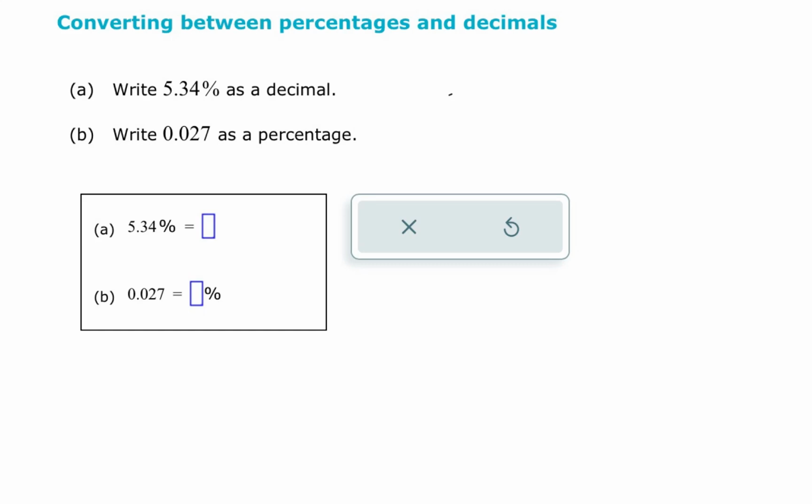This topic is converting between percentages and decimals. Before we begin, remember that the percent symbol literally means a denominator of 100. It's basically a shorthand version of saying out of every 100. So if we have 1%, that means 1 out of 100. If we have 100%, that means 100 out of 100, which also equals 1 whole.